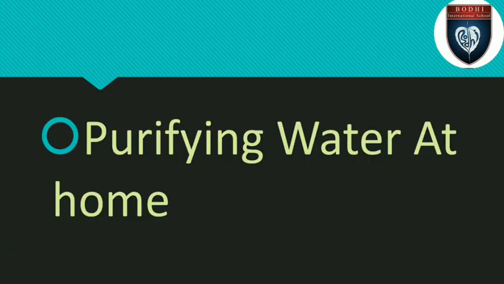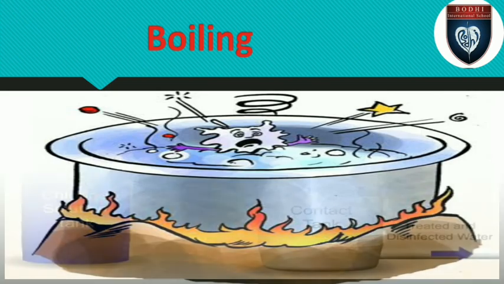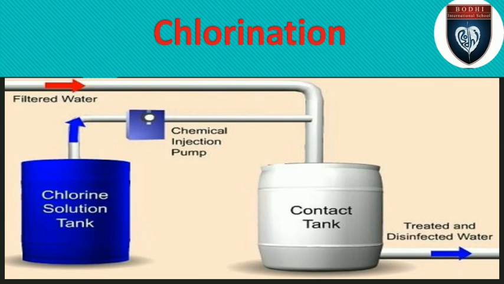Now let us see about purifying water at home. Impure water contains disease causing germs. Drinking water can be made germ free by the following processes. Boiling. The best way of purifying water to remove bacteria and germs is boiling. We should boil water for about 15 to 20 minutes. Chlorination. The process of adding chlorine to water to kill germs is called chlorination. Chlorine is commercially available as tablets. We can make use of that.